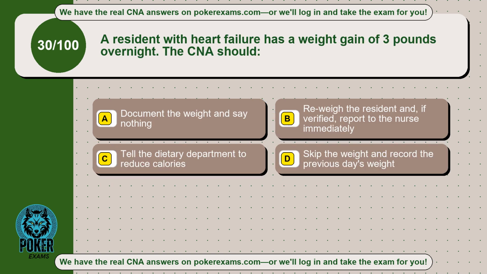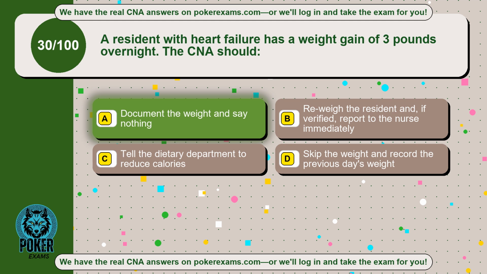Question 30. A resident with heart failure has a weight gain of 3 pounds overnight. The CNA should: Option A, document the weight and say nothing. Option B, reweigh the resident and, if verified, report to the nurse immediately. Option C, tell the dietary department to reduce calories. Option D, skip the weight and record the previous day's weight.